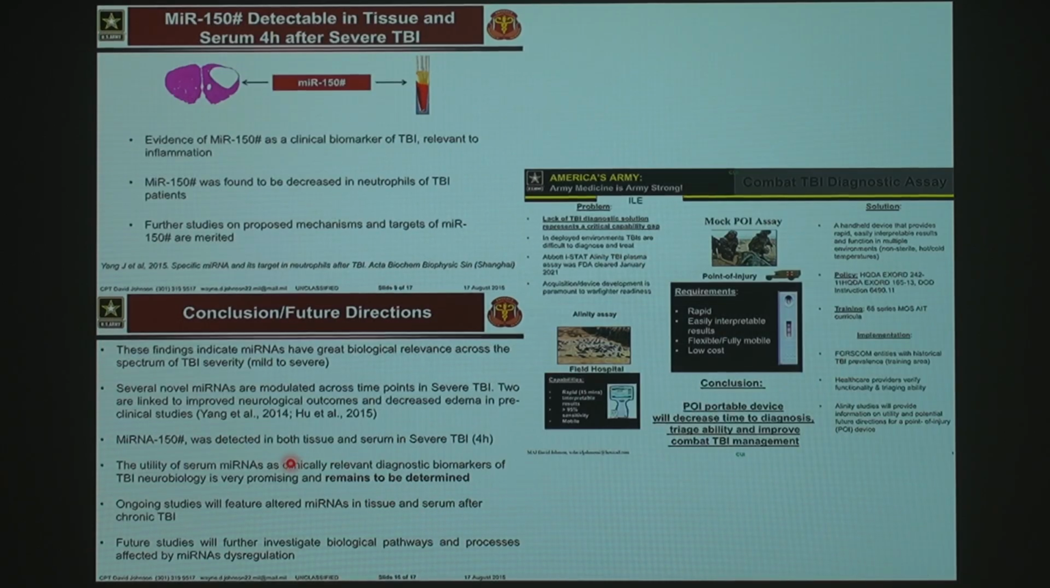So of particular interest, we found one microRNA, miR-150, to be changed in both the blood and the brain tissue after severe traumatic brain injury. And so what I did from this point when I found this, I looked into the literature and I found a study done where a group of scientists studying TBI in human patients found this same microRNA to be changed, and there were decreased in neutrophils of actual TBI patients. So I was like, yes, something worked.